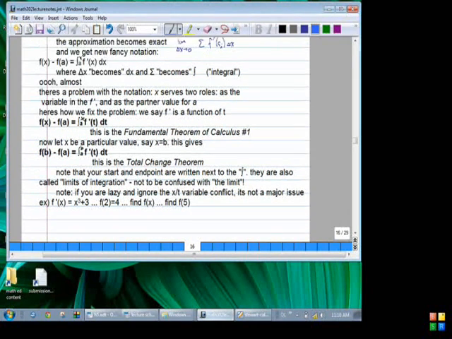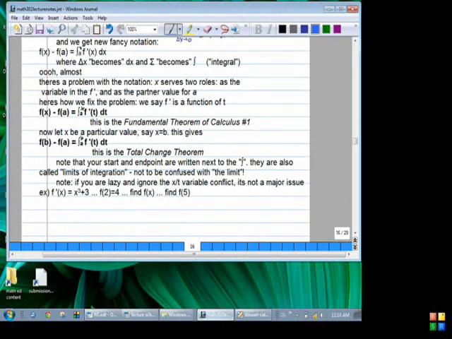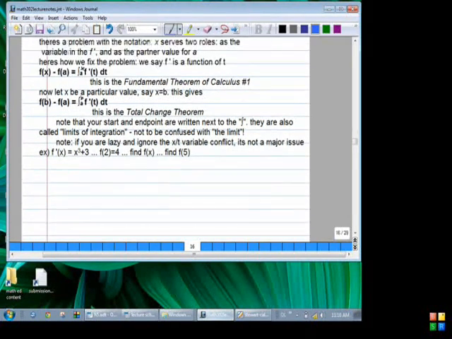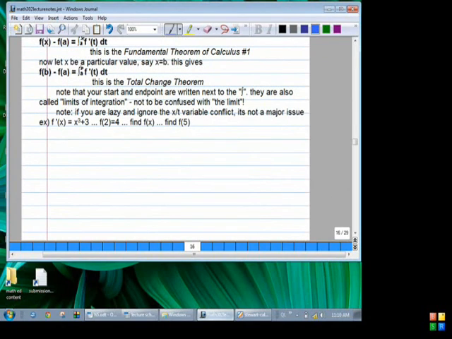For example, here we go. F prime of x equals x cubed plus 3. F of 2 equals 4. Let's find the original function f, and then let's also find f of x, and let's also find f of 5. Okay, so what do we do? First you take the antiderivative of x cubed plus 3: x to the 4 over 4 plus 3x plus c.